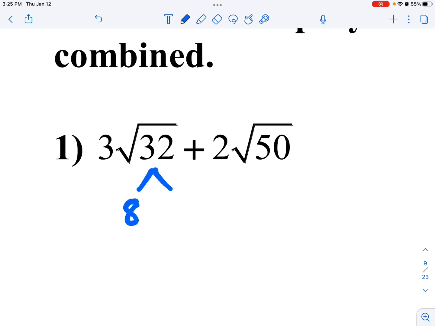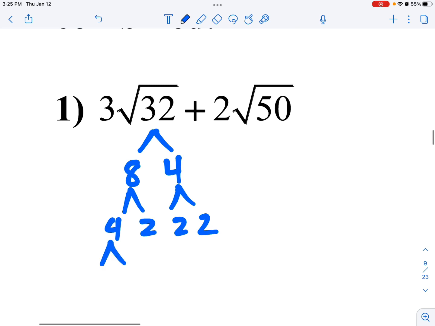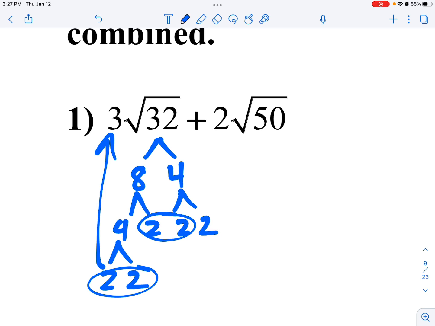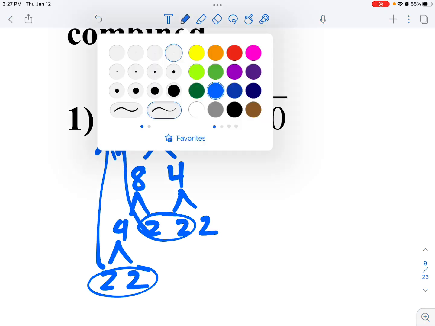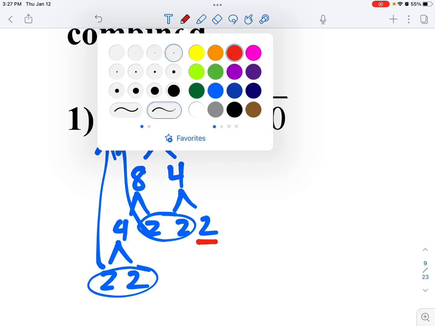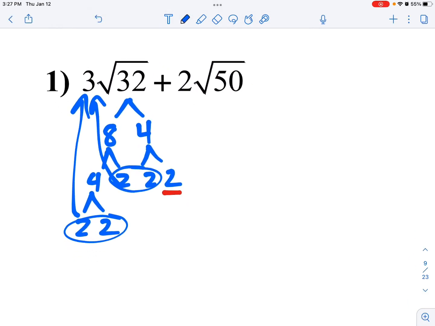32 is 8 and 4. 8 is 4 and 2. And 4 is 2 and 2. And the 4 breaks down one more time. So remember, this is just a regular normal radical. There's a little imaginary 2 here, so I'm circling groups of 2. 1 and 2. That gets multiplied by 3, and that gets multiplied by 3, and this 2 stays inside. It has to stay in jail. It doesn't have anybody to break out with.